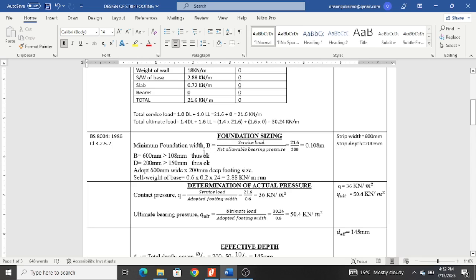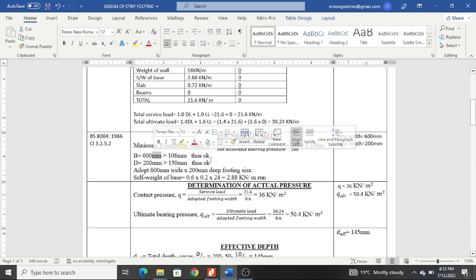So when I do this, I find 0.108 meters. But remember, my foundation, I'm designing it per meter run. So I need to get the minimum width multiplied by per meter run. Meter run is 1 meter. So whatever value I'm getting here will be the actual value of B, because this multiplied by 1 gives you the plan area. So when you divide by 1, this is the minimum B that I can achieve together with the service load and the pressure I have in this place. So because I had initially sized 600 millimeters, this is very okay.